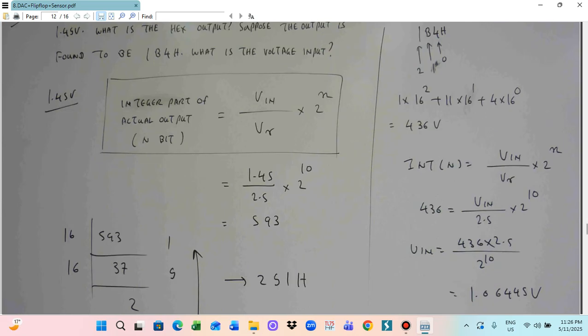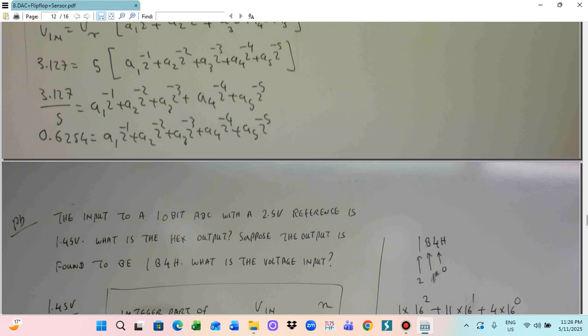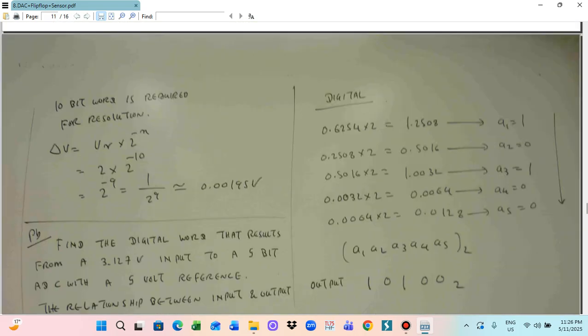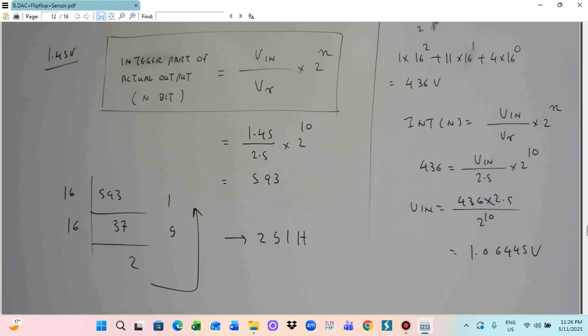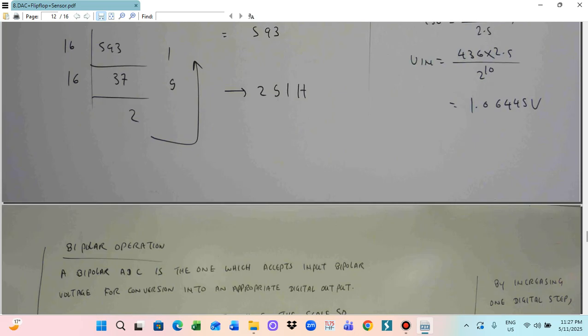So the input is Vin equals the integer part of the accurate output times Vr divided by 2 power n. That equation we can use to calculate. Int n equals Vin by Vr into 2 power n. So the int is 436, Vin is what we don't know, and Vr is 2.5, and 2 power 10. So by solving this one, we can calculate 1.064454.